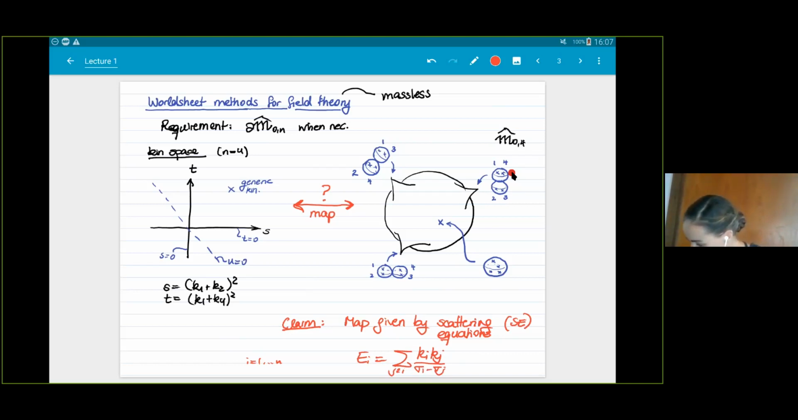Sorry, I don't know if you can see this bit. Let me rewrite this. Okay. Sorry about that. And on that note, I will always use this sigma_ij notation that says sigma_i minus sigma_j.